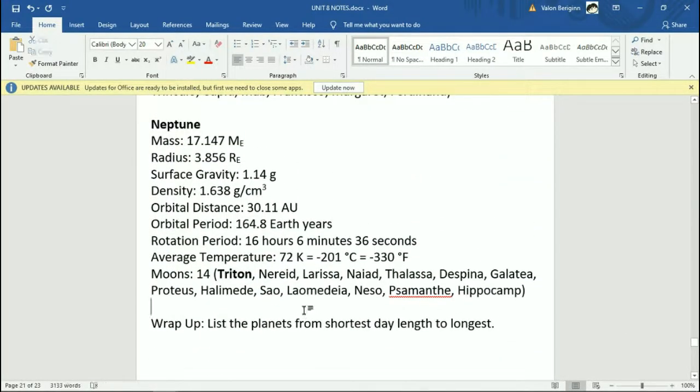So, your wrap-up question is, I want you to list the planets from their shortest day length to their longest. You don't have to remember the numbers, but you'd just be curious to put that in there and see what you can remember from that. So go ahead and put that in, and then come back when you're done.